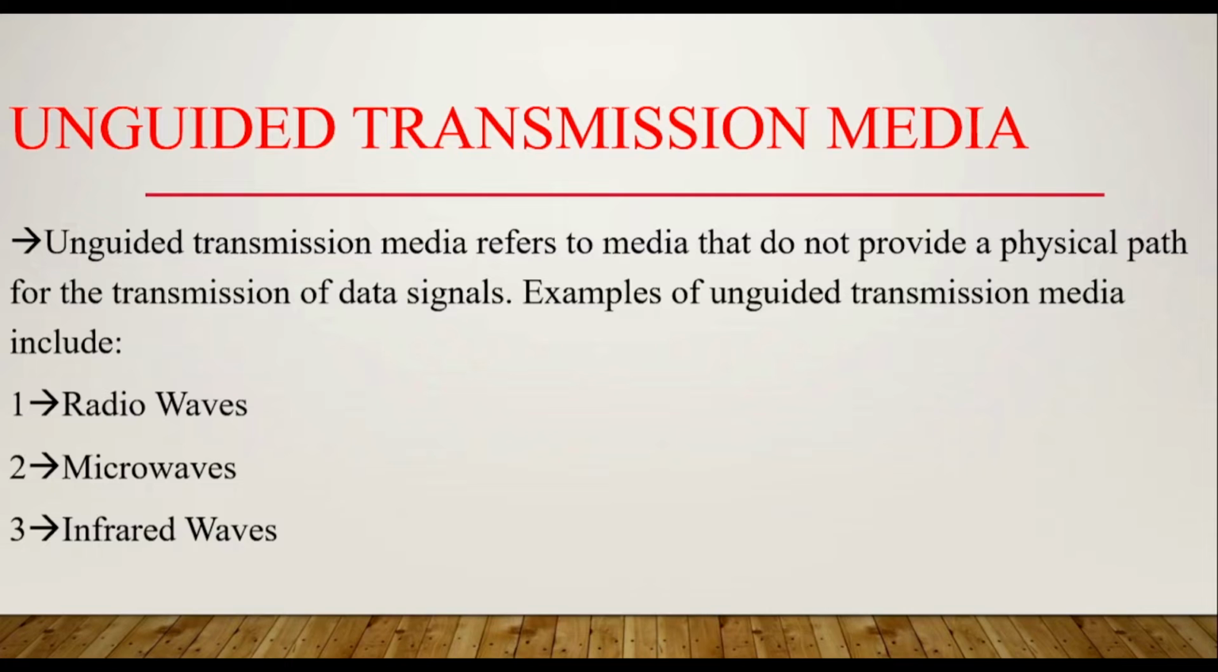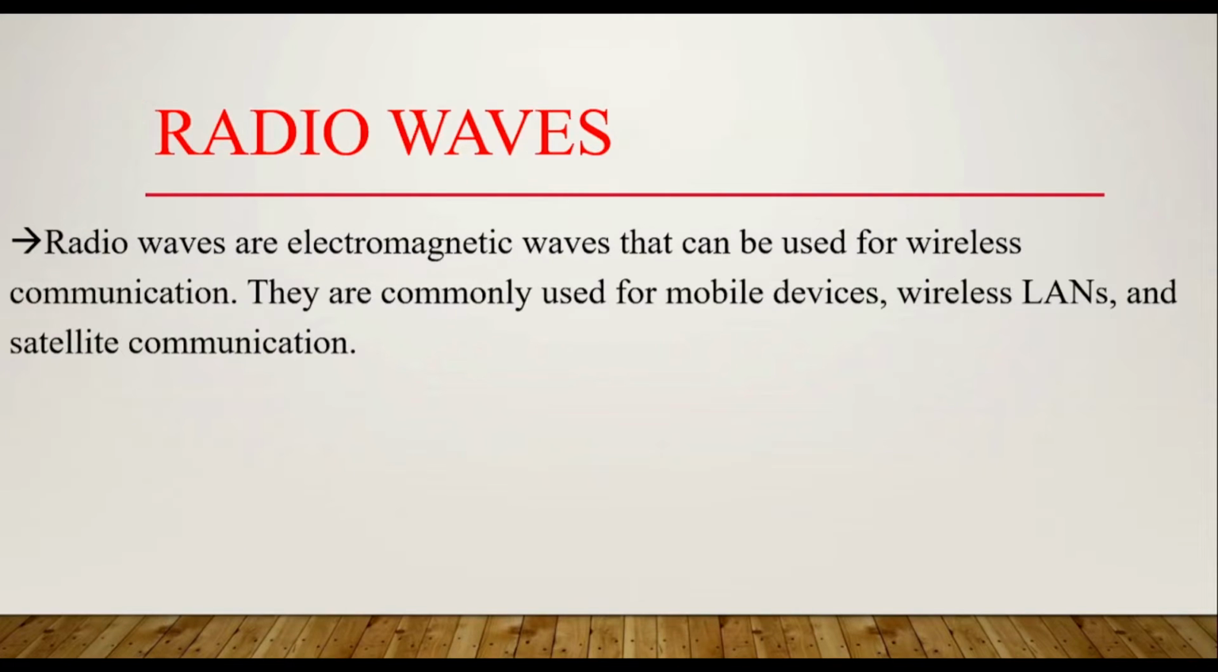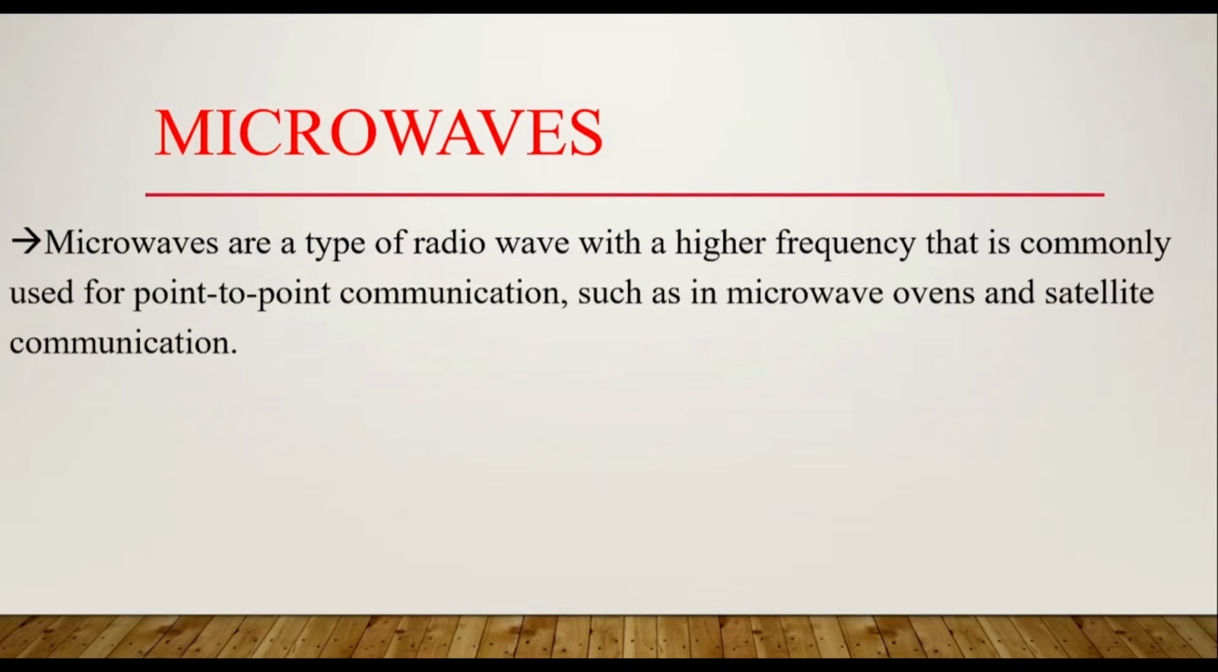Unguided transmission media refers to media that do not provide a physical path for the transmission of data signals. Examples of unguided transmission media include radio waves, microwaves, and infrared waves. So what are radio waves? Radio waves are electromagnetic waves that can be used for wireless communication. They are commonly used for mobile devices, wireless LANs, and satellite communication.